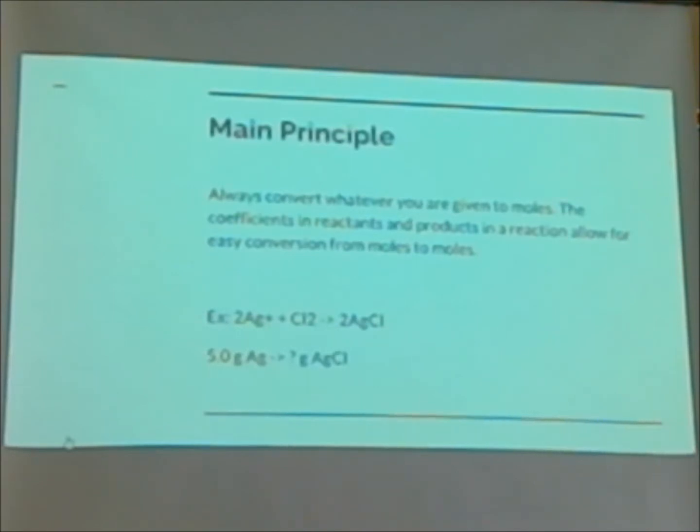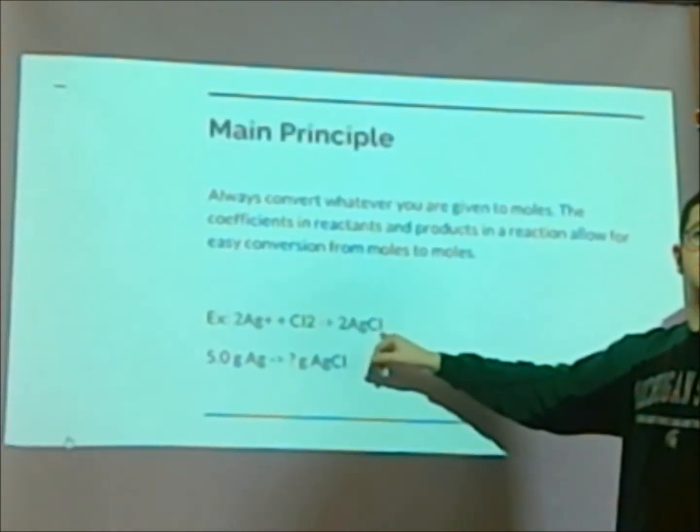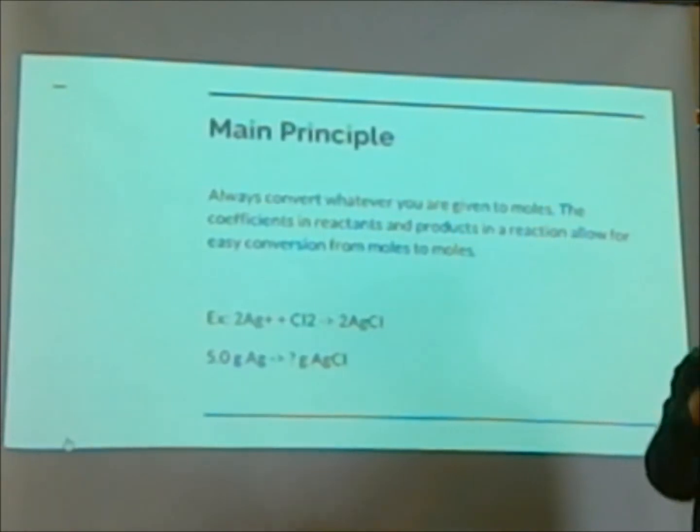So when we're converting to moles from grams, we can do, okay, we have 5 grams of silver. 107.87 grams of silver is 1 mole. We know this ratio because 1 mole of a substance is that many grams, because that's molar mass. So the mole is very useful here. We're given 2 moles of silver make 2 moles of silver chloride.